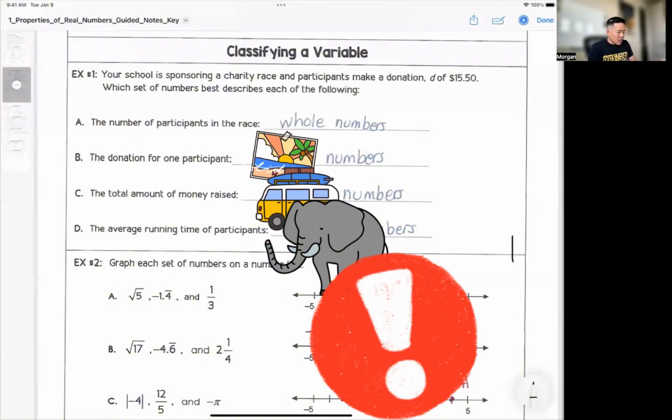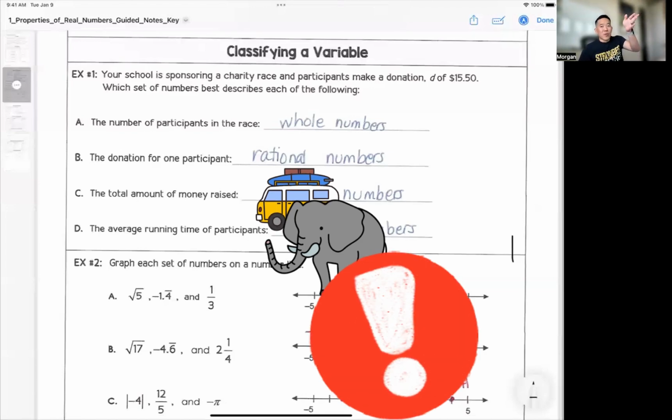The donations for one participant. Think about that for a moment. Rational numbers. It's a decimal that's going to be terminating. You can't have 0.00173 of a donation. It's a decimal, like a cent. It's a terminating decimal.